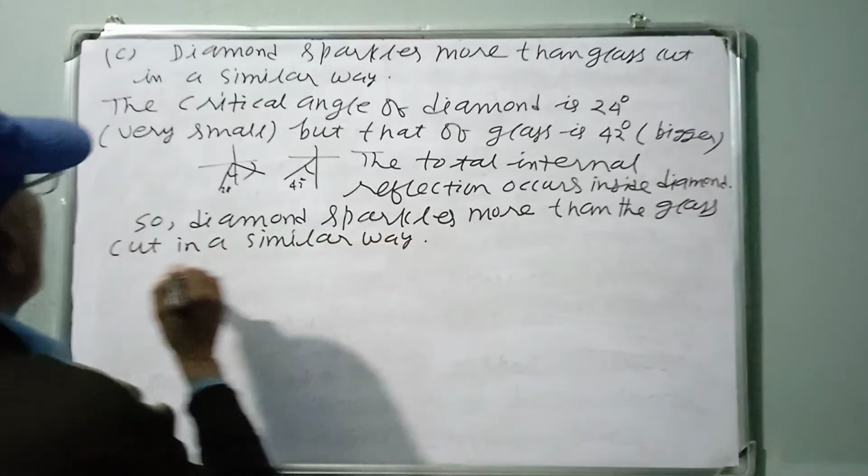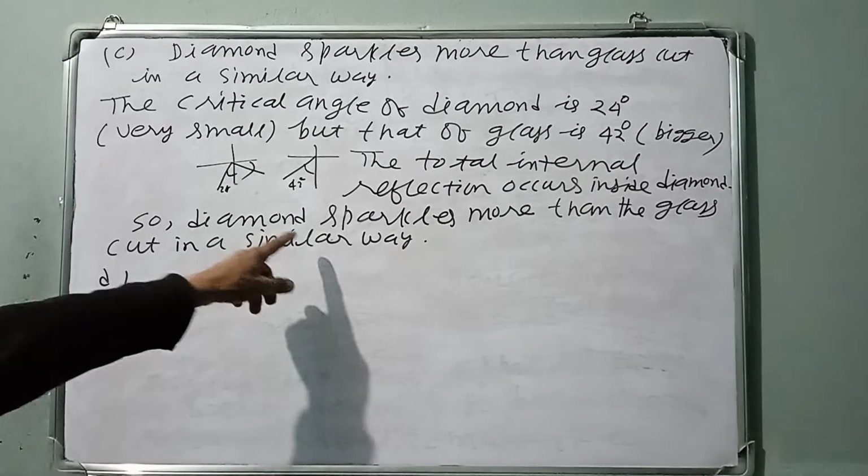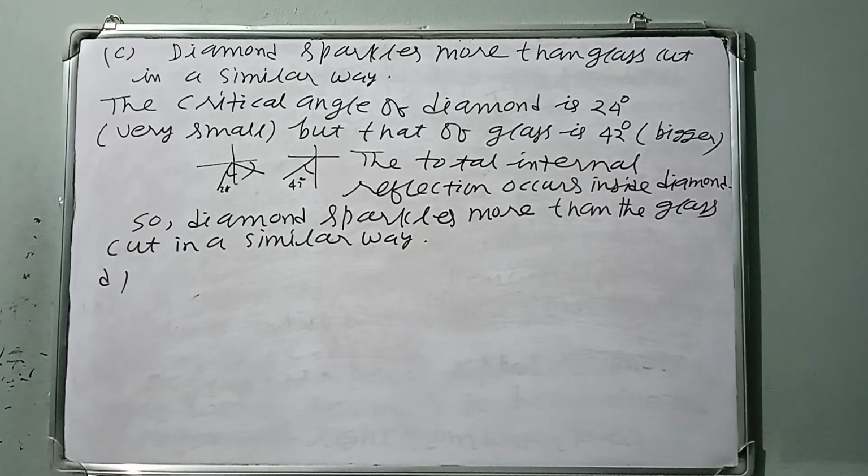Both glass and diamond look alike, cut in a similar way, but glass has critical angle 42 degree, very high, but the critical angle of diamond is very small, 24. So total internal reflection occurs inside the diamond, due to which multiple images can be seen and it sparkles even at night.